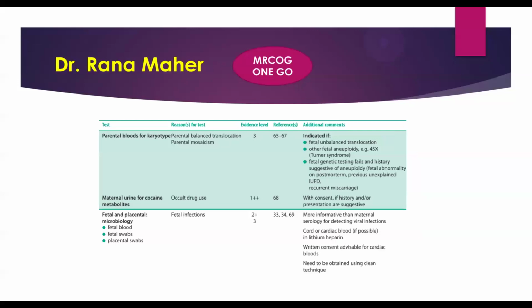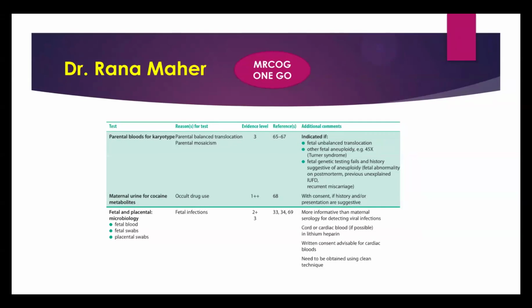Paternal bloods for karyotyping, and when to offer paternal blood if we have a problem with the baby. It is indicated if a fetal unbalanced translocation is found with the postmortem examination of the baby and placenta. So we will not offer paternal blood unless we have a problem with the chromosomal investigation or the chromosomes of the baby.